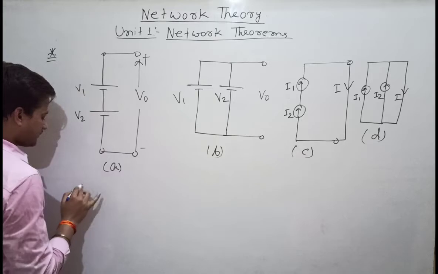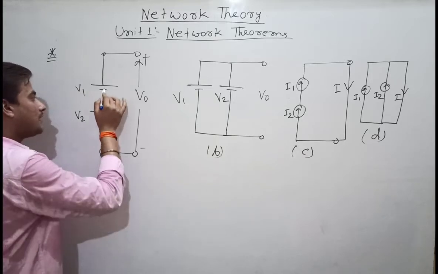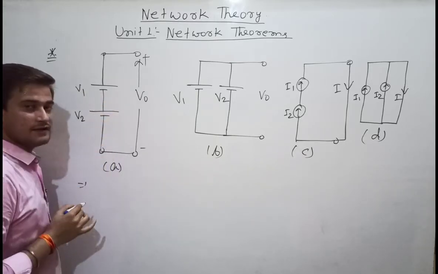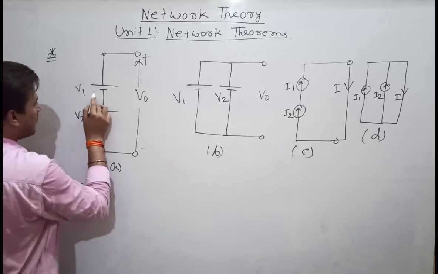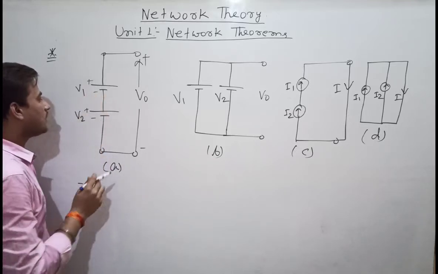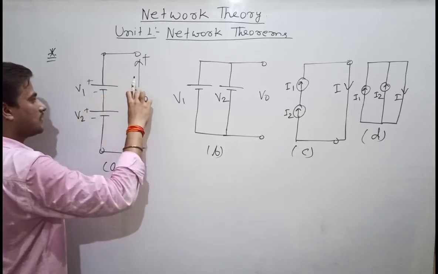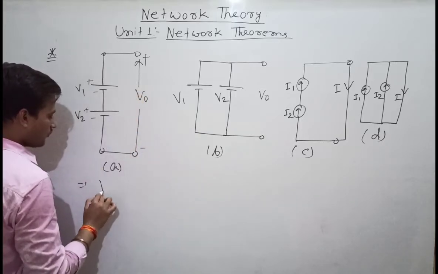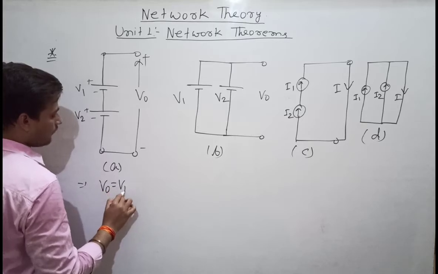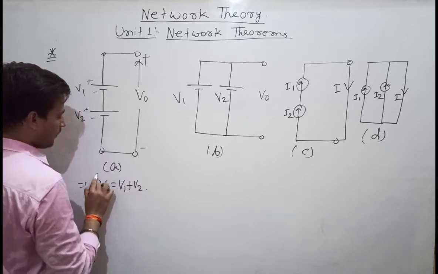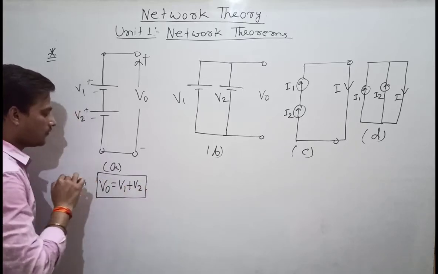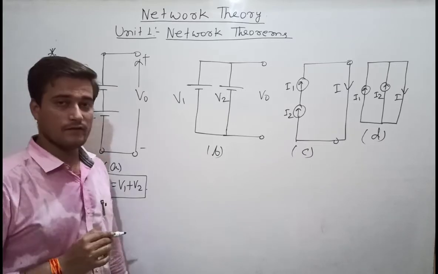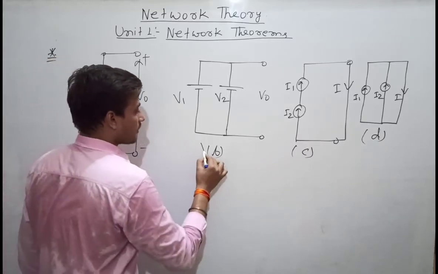First circuit, you see that two ideal voltage sources are connected in series, minus plus, minus plus. So here it will be the sum of two voltages. At the output it will be the sum of two voltages. So you can write V0 equal to V1 plus V2. You will directly write V0 is equal to V1 plus V2. Next, come to this circuit.